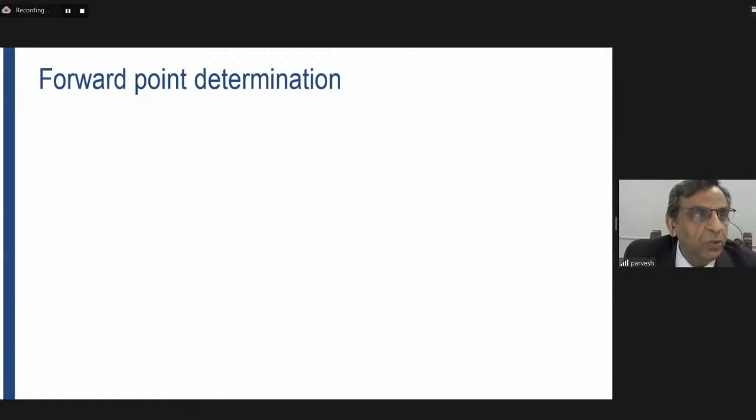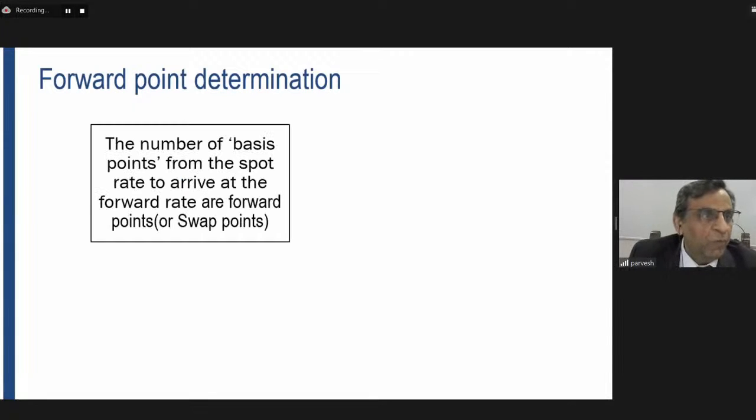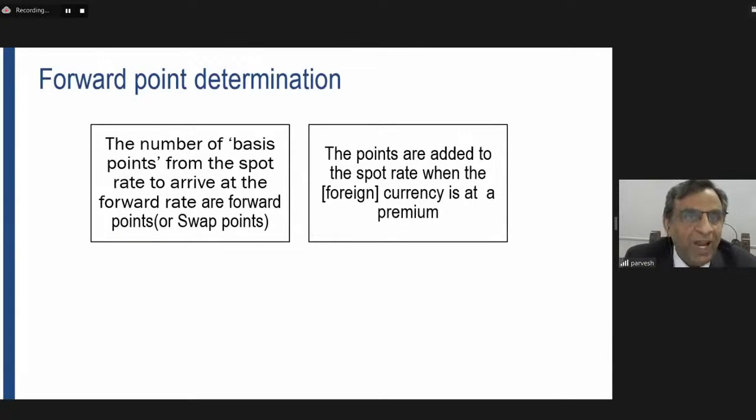Okay, so let's understand how the forward points are determined, a little bit more about that. So the number of basis points from the spot rate to arrive at the forward rate are called forward points, or even they are called swap points. Okay, so the points are added to the spot rate when the currency is at premium.